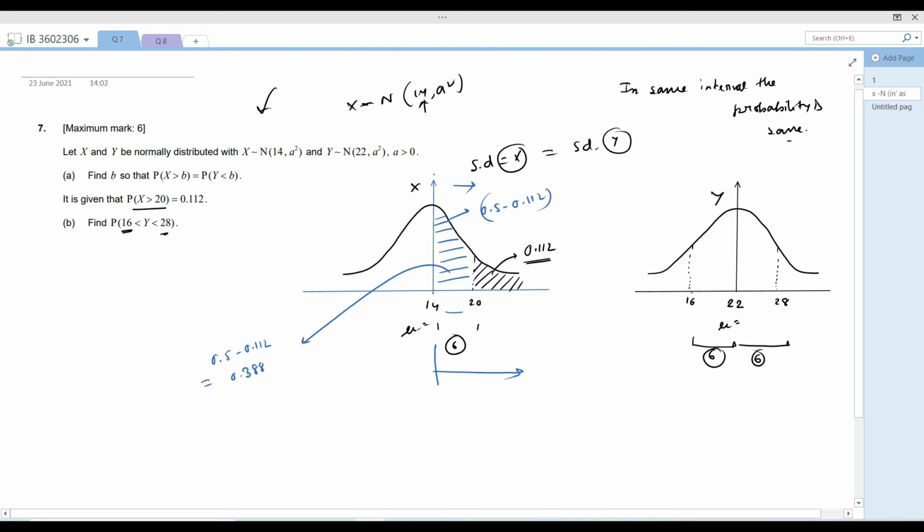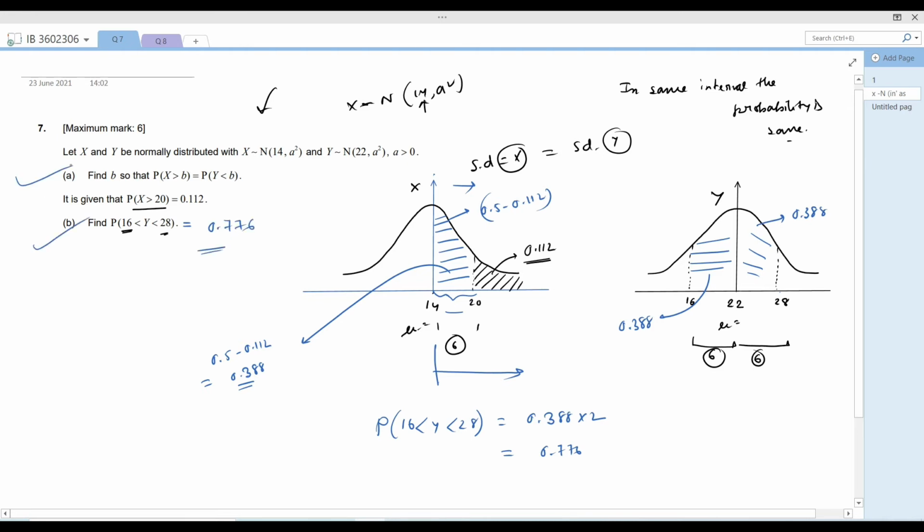So for this interval of 6, the probability is 0.388. So from this portion to this portion, the probability is 0.388, as well as from 22 to 28, the probability is 0.388. So ultimately P of 16 less than Y less than 28 is basically 0.388 times 2, which comes out to 0.776 if you multiply it. So in this way, you need to find the probability in this particular gap. So the probability is 0.776. So this is also done.